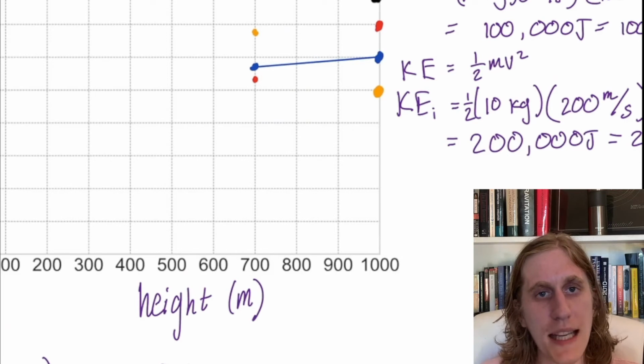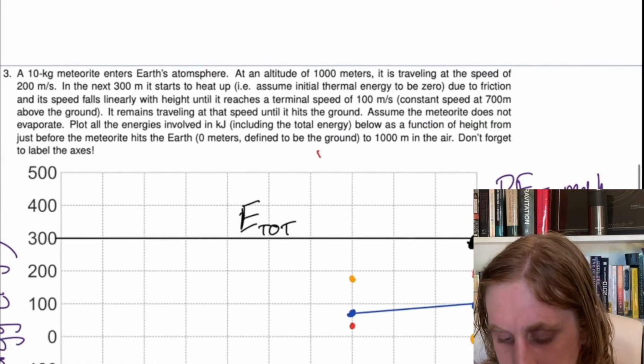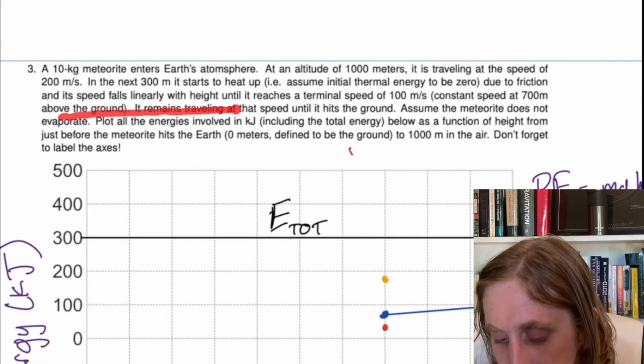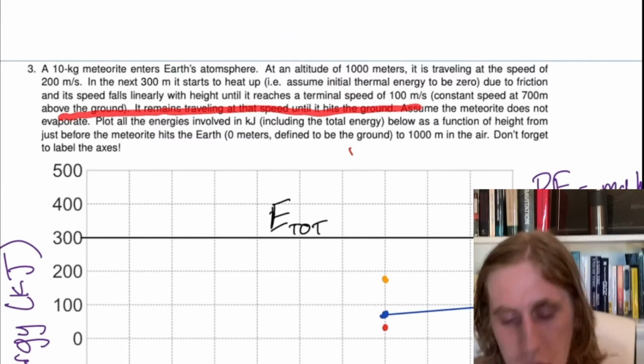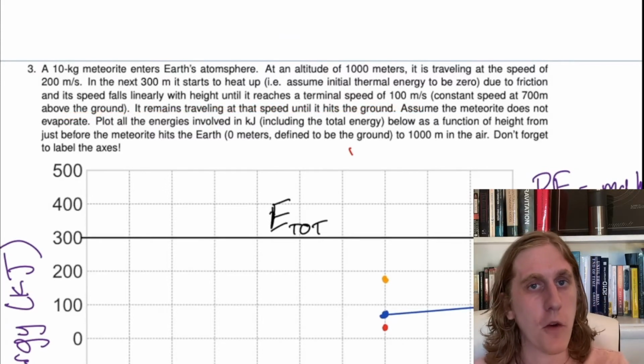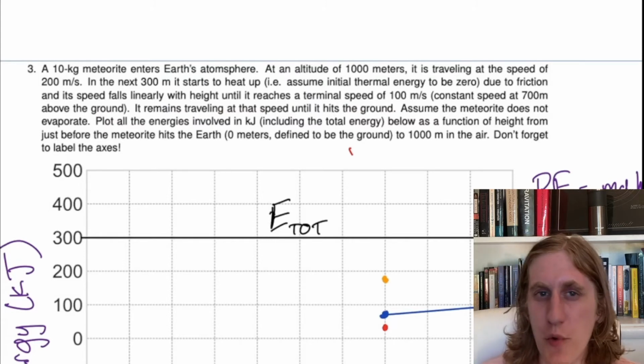Now what about the kinetic energy? Well, the problem tells us up here that the speed of the asteroid decreases linearly with height until it reaches a terminal speed of 100 meters per second. But does this mean that our graph for kinetic energy is also a straight line? The answer turns out to be no.